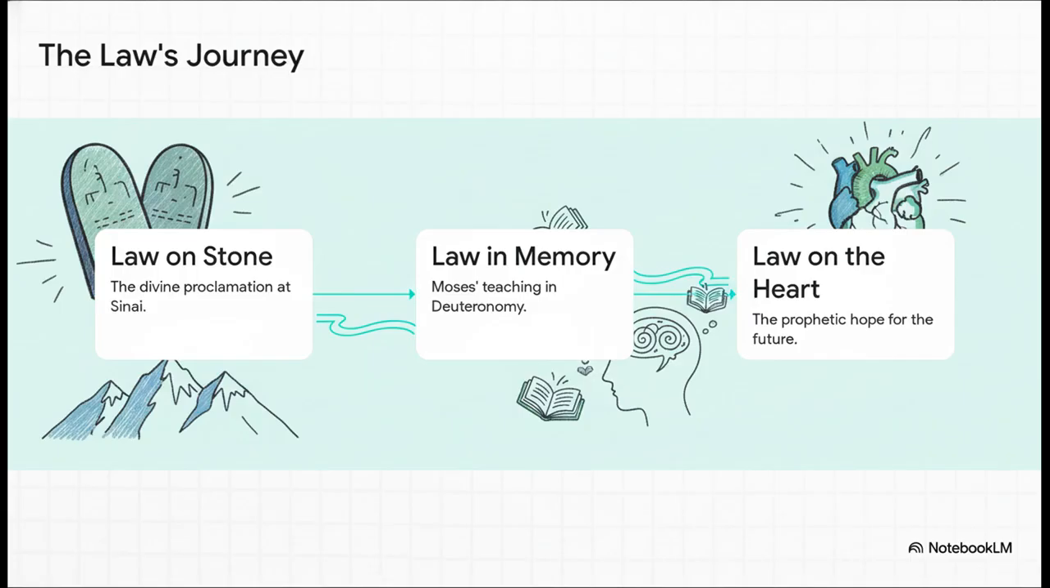And this reveals something so brilliant, a deeper spiritual pattern. You see, the law is meant to travel. It moves from being an external inscription carved on stone tablets at Sinai to becoming part of the internal memory of the people in Deuteronomy. And later on, the prophets would talk about its final destination, the law written on the human heart.